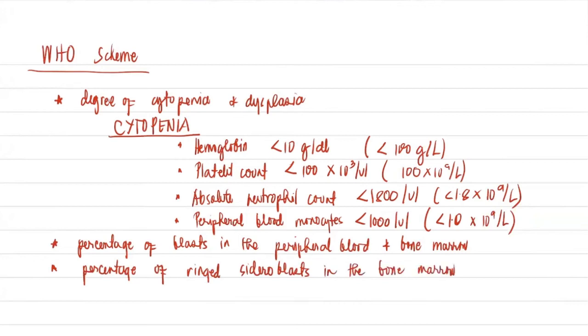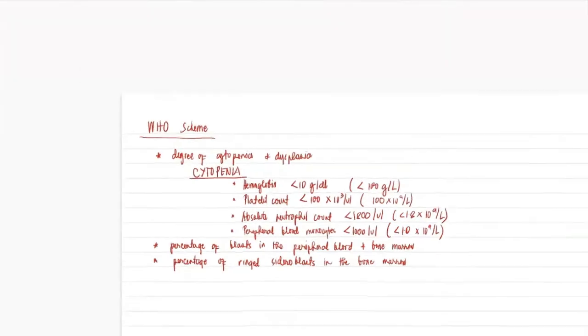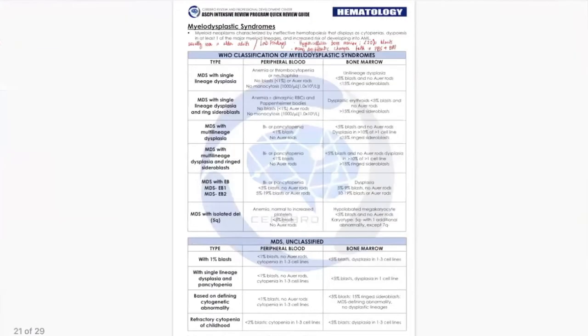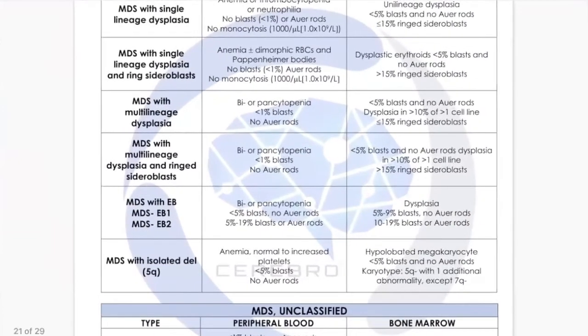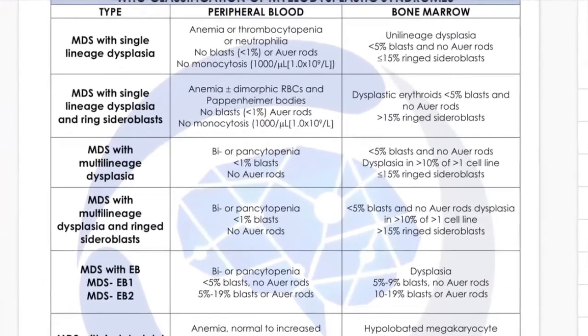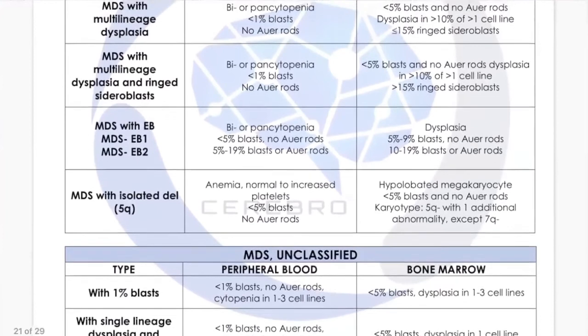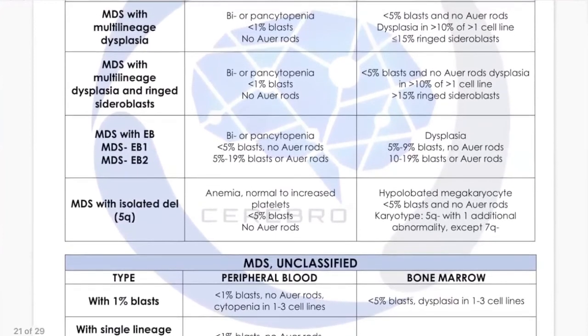So those are the bases of our classifications for the myelodysplastic syndrome. Again, we have 7 groups here. Among this group, I want you to take note of the one with the 5q deletion. This one has a favorable prognosis.